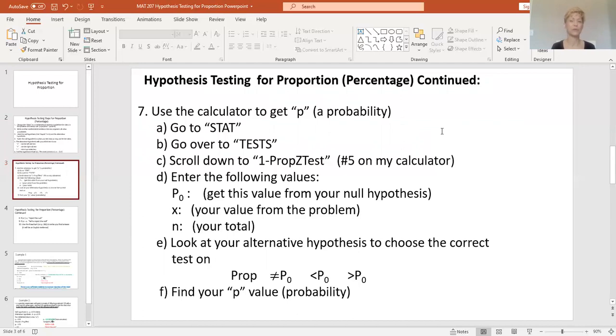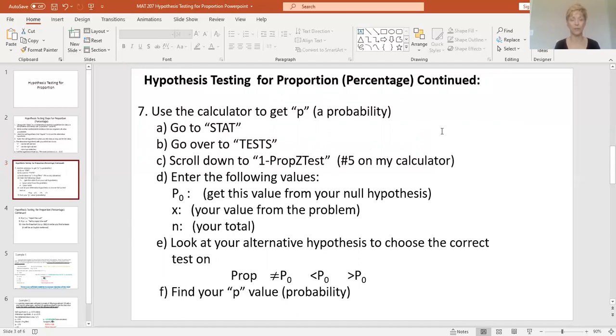And these things should come on your screen. It wants a p sub 0, an x, and an n. So you're going to have to enter that for your problem. Now that p sub 0, where do you find that? It's what number you have next to your null hypothesis. So go back and find your null hypothesis and enter that number into your machine. Now remember x and n. n's easy. n's your total. So in every formula, all semester, n's been your total. So n's your total. x is your value from the problem.